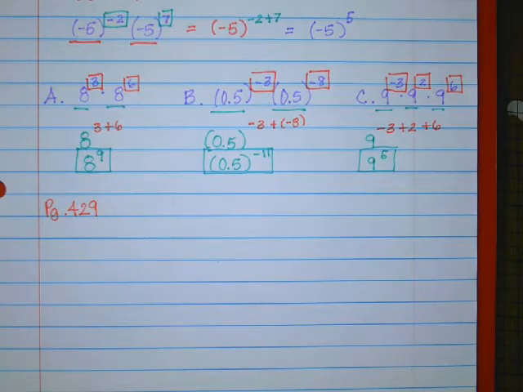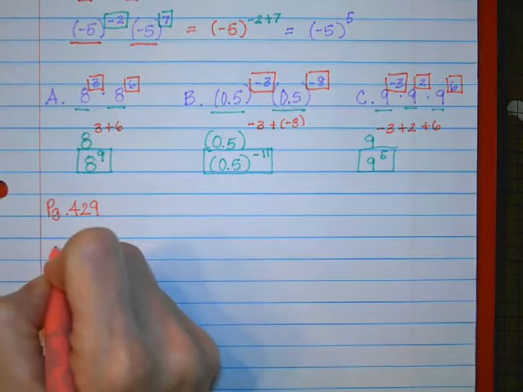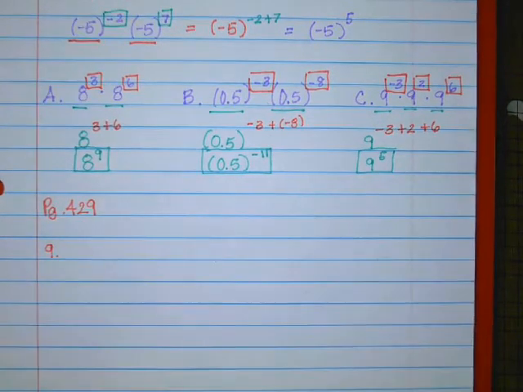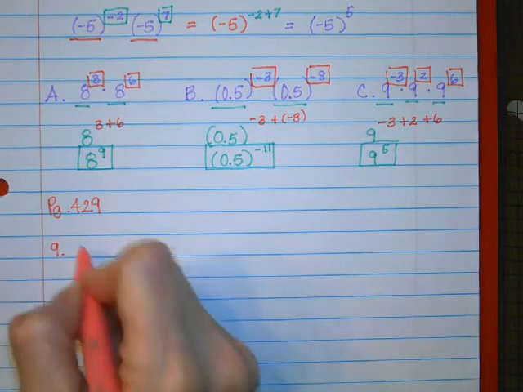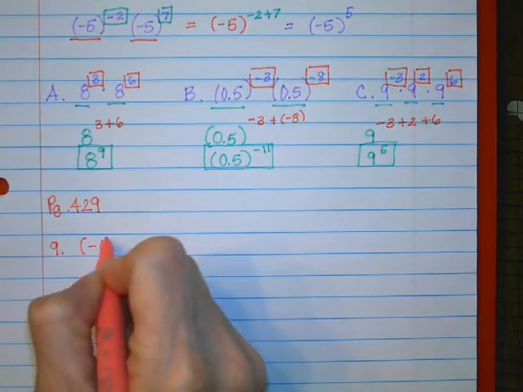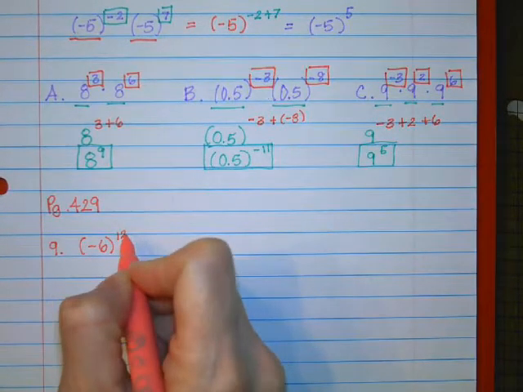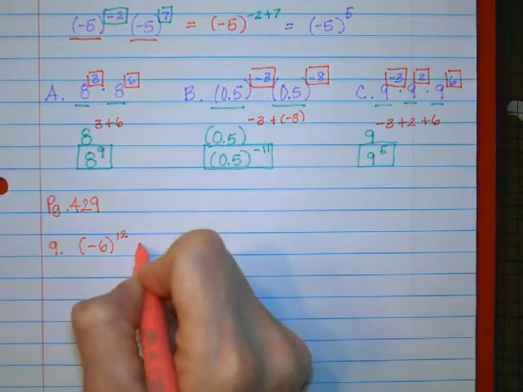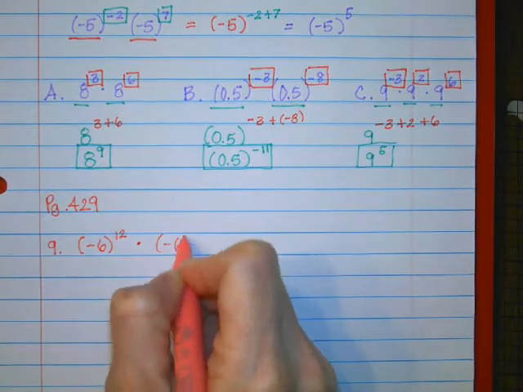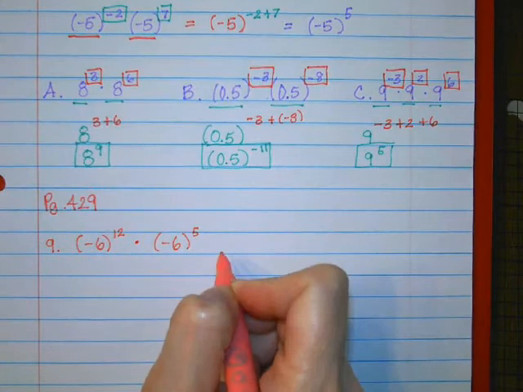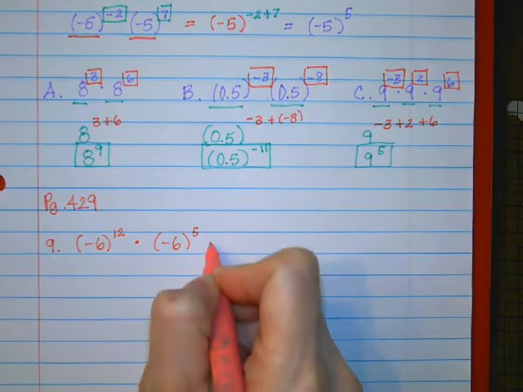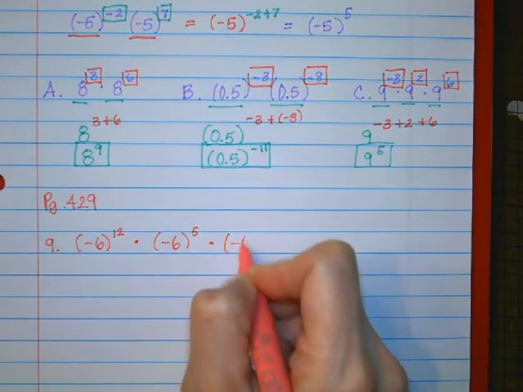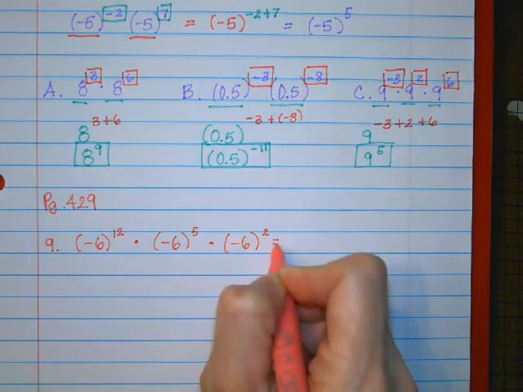All right, so we're going to start with number 9. Since you're going to do the evens, we'll work the few odds here. So number 9 has in parentheses -6 raised to the 12th power times -6 raised to the 5th power times -6 raised to the 2nd power.